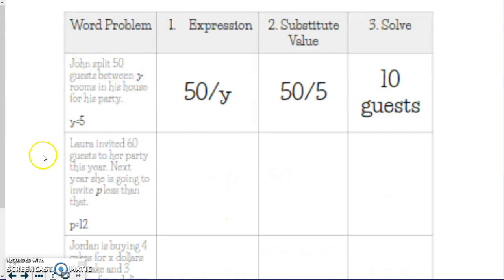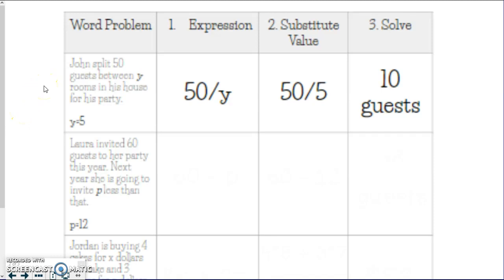So we got a chart here, and some of these problems look familiar, okay? They should be similar to what you were already working on, because now the focus is more on writing the expression, substituting the value, and solving for your answer. So this first one is already done for you, but I still want to explain just to make sure you understand how I got what I got.